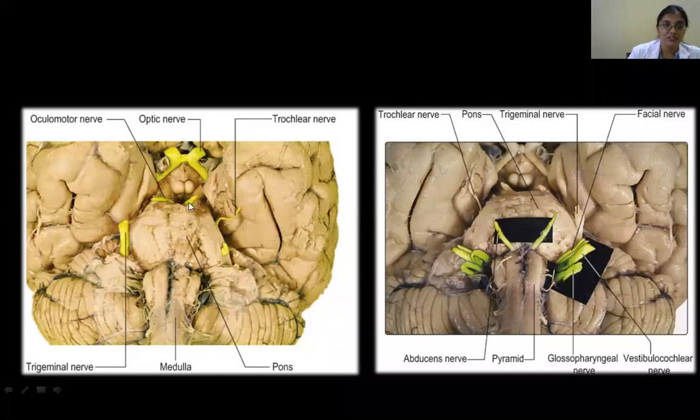So that you should be able to point it out. The cerebral peduncles are here, and just medial to them is the oculomotor nerve. And then this is all the pons here. Okay, and you can see the trochlear is coming from the other side, behind. And here, this is the pons and this is the medulla, the pontomedullary junction. This is the pyramid, this is the olive. So here, pons and medulla.